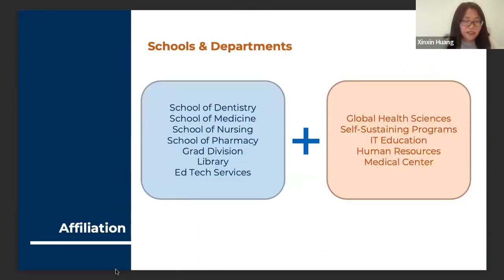In the early years, our members primarily came from academic programs and supporting units such as the library and EdTech services. However, as our group has evolved, we now have regular attendees from nearly all areas of campus. This includes individuals working in grant-funded programs, IT education, HR, and the medical center, which fall outside of the traditional education umbrella.